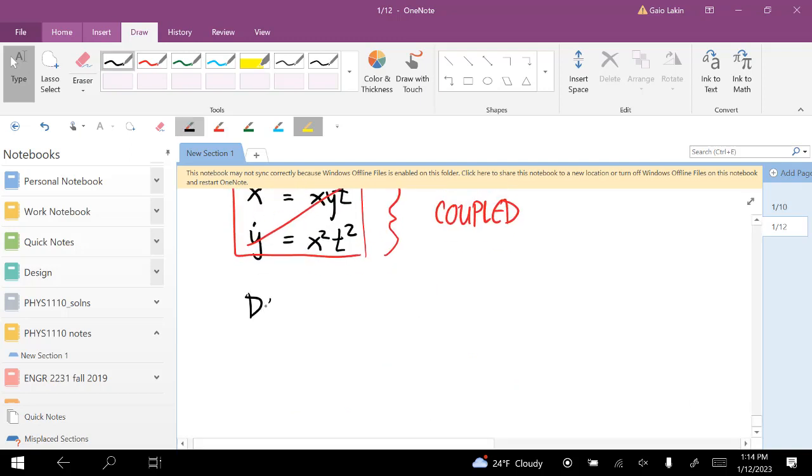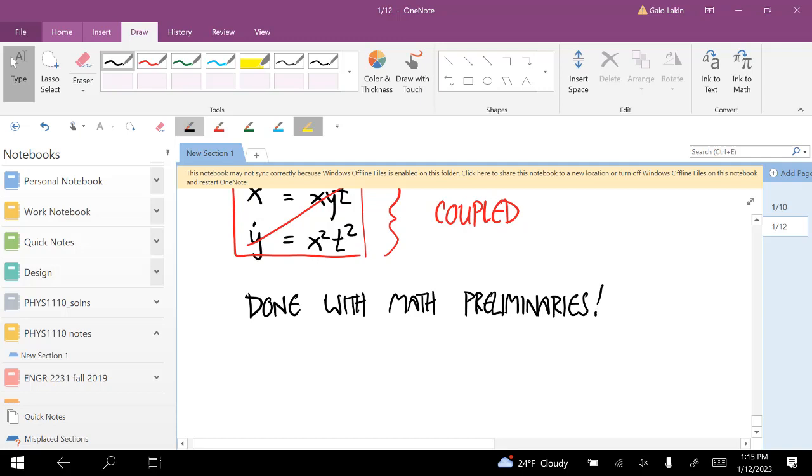Okay, so that's it for math preliminaries. On Tuesday, we'll start getting into kinematics, which is just relating position, velocity, and acceleration vectors of particles. So next, we're going to do particle kinematics. Who remembers what kinematics is compared to kinetics?